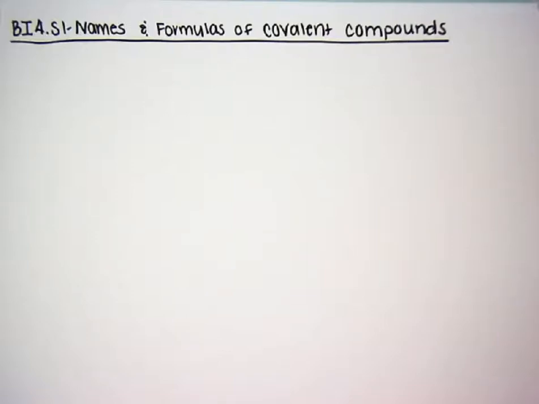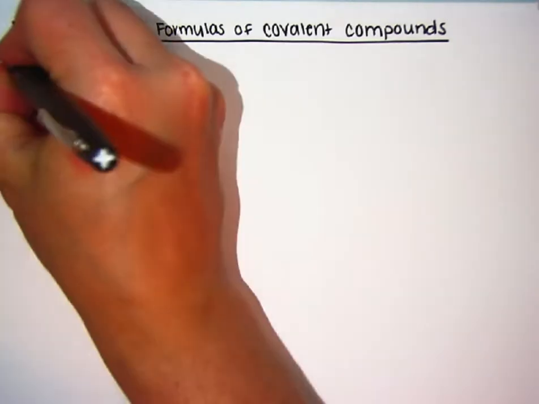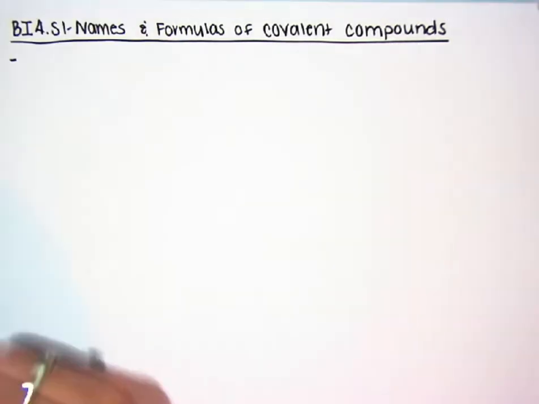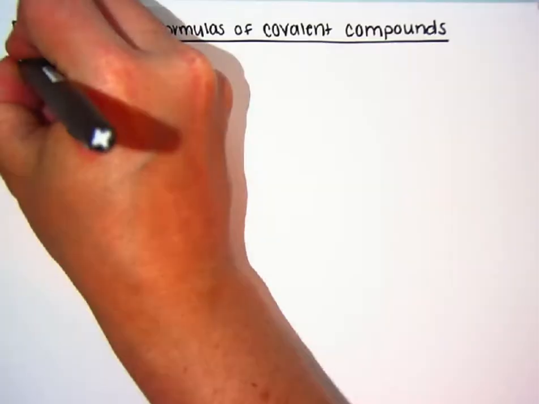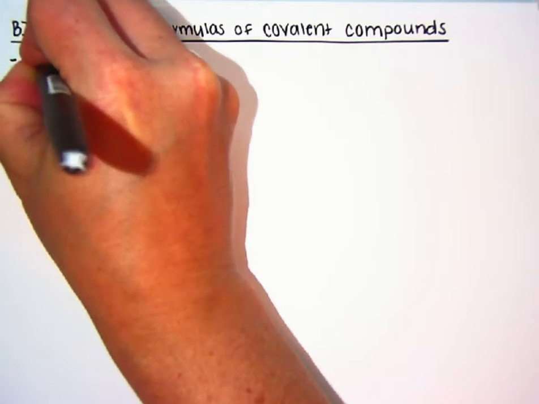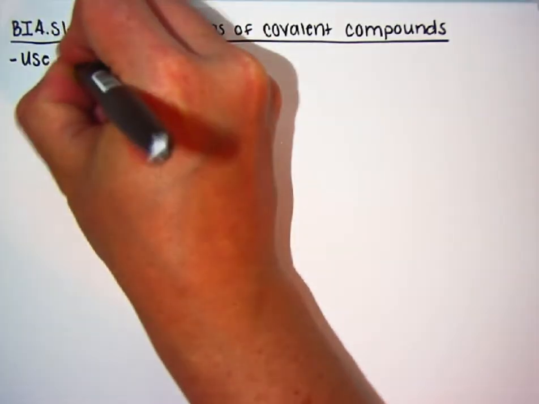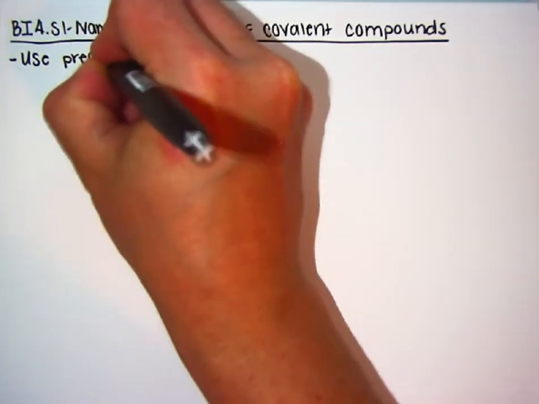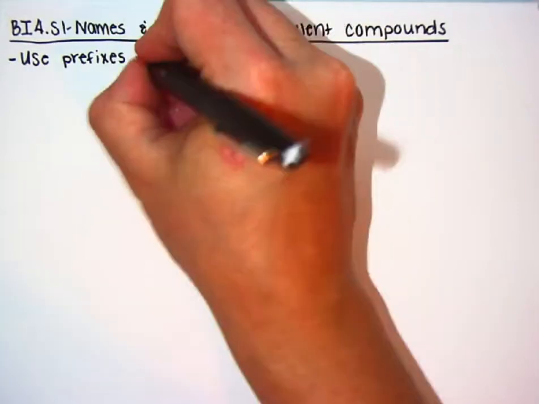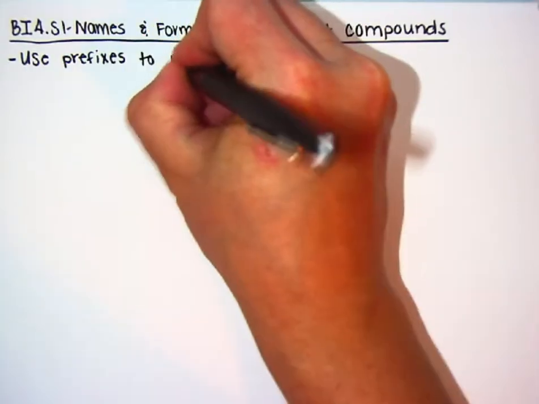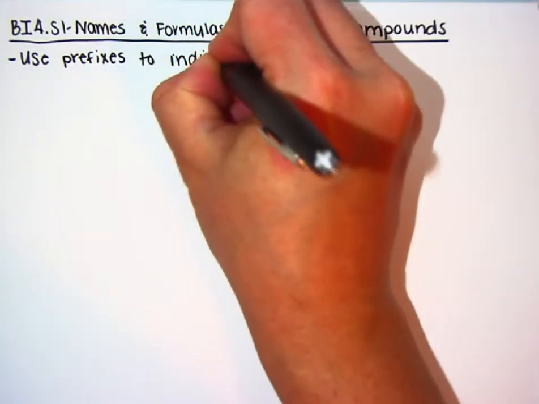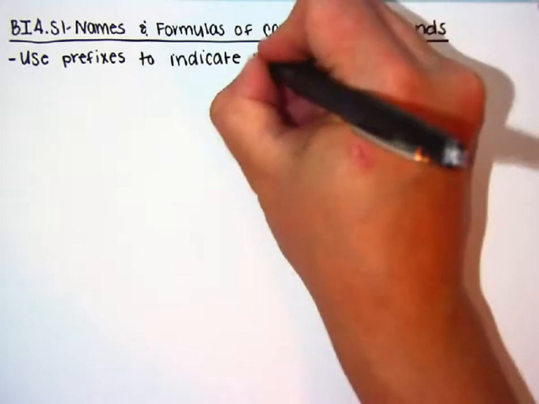In this lesson, we're going to cover Big Idea 4, Standard 1, Names and Formulas of Covalent Compounds. So we name covalent compounds a little differently than we name ionic compounds. For covalent compounds, we are going to use prefixes to indicate the number of atoms.